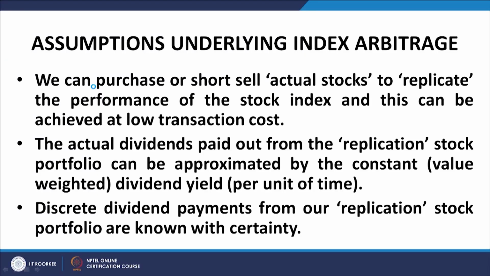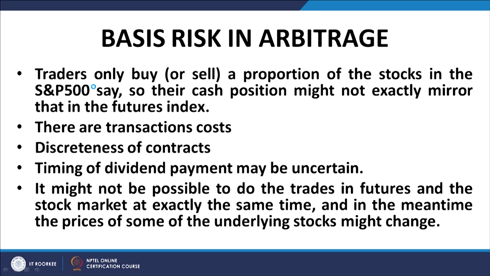However, there are certain limitations. First, let me talk about the limitations, then I will come back to this. You see, traders may buy or sell a proportion of the stocks in the index. They cannot exactly replicate the index. So, that could be a cause of basis risk when you talk about arbitrage. Transaction costs invariably are there, market frictions are there. So, they would eat into the arbitrage profits. Discreteness in the contracts, you cannot have a continuous spectrum of contracts. Contracts will be in discrete values, discrete multiples.